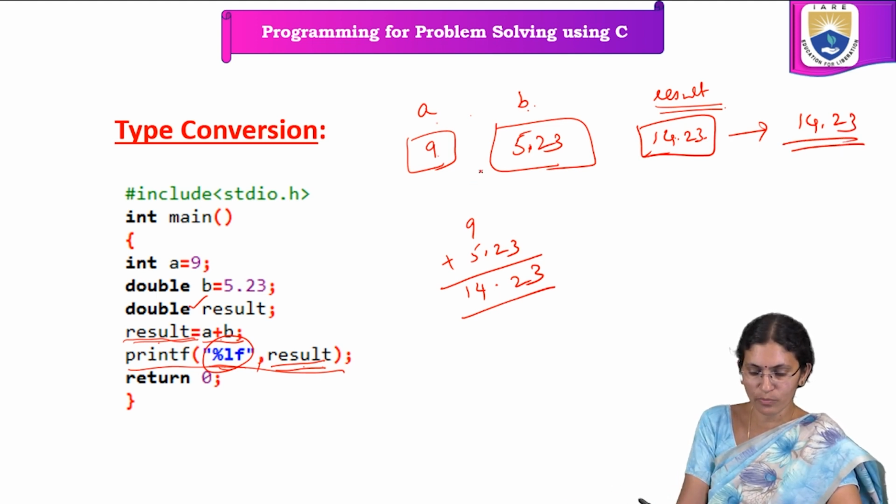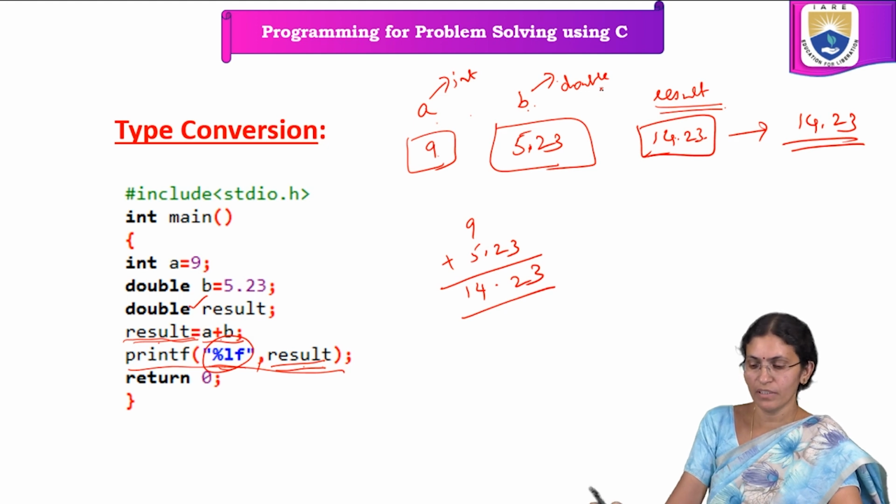Here we are performing addition of two variables. One variable belongs to integer data type and the other variable is double type. So the resultant is double type.